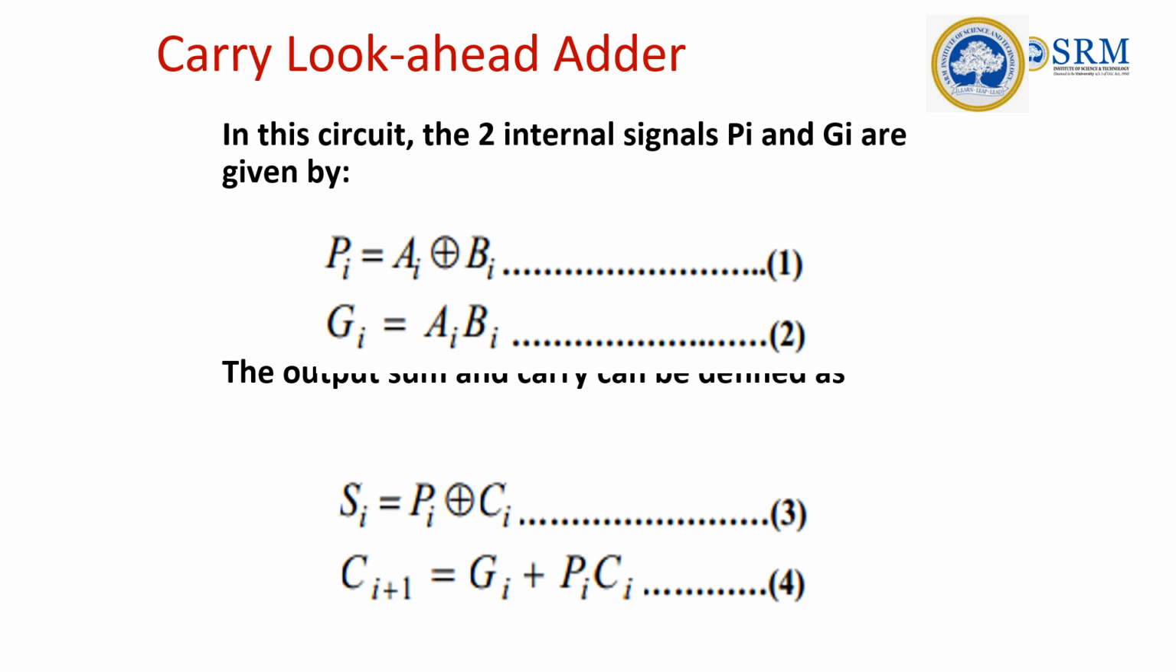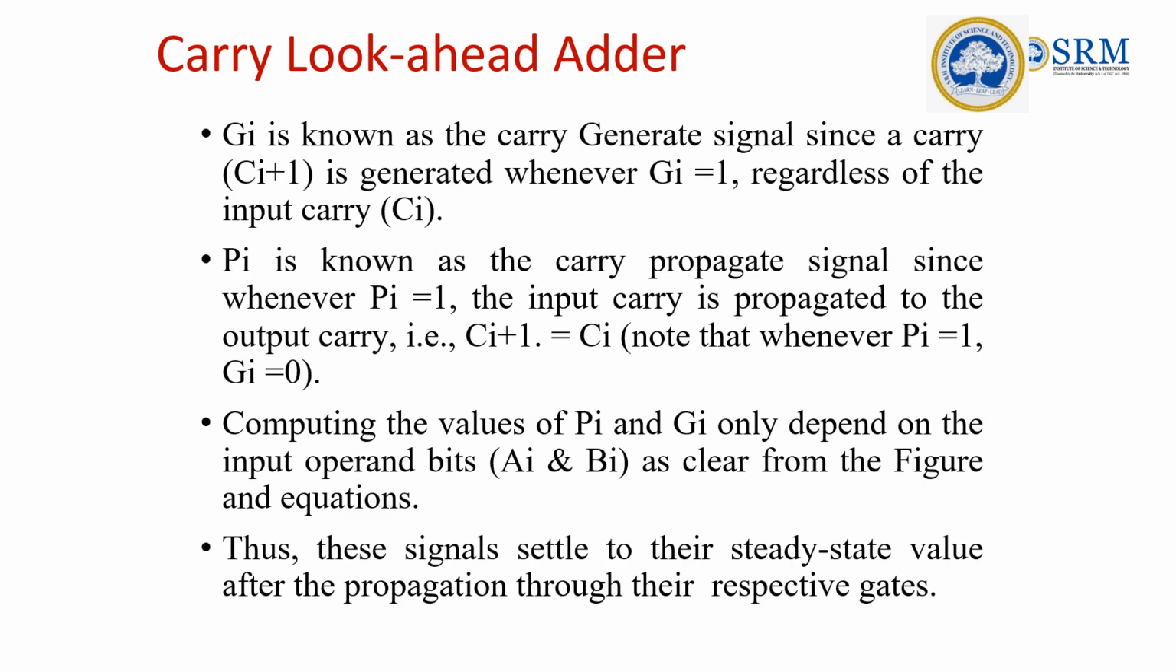The output sum and carry can be written as: sum is Pi XOR Ci, and the carry Ci plus 1 is Gi plus Pi Ci. So from the diagram, Gi is known as the carry generate signal, since the carry is generated whenever Gi is equal to 1. And Pi is known as the carry propagate signal, since whenever Pi is 1, the input carry is propagated to the output carry. Computing the values of Pi and Gi only depends on the input bits Ai and Bi, as is clear from this. We have eliminated Ci in this case.